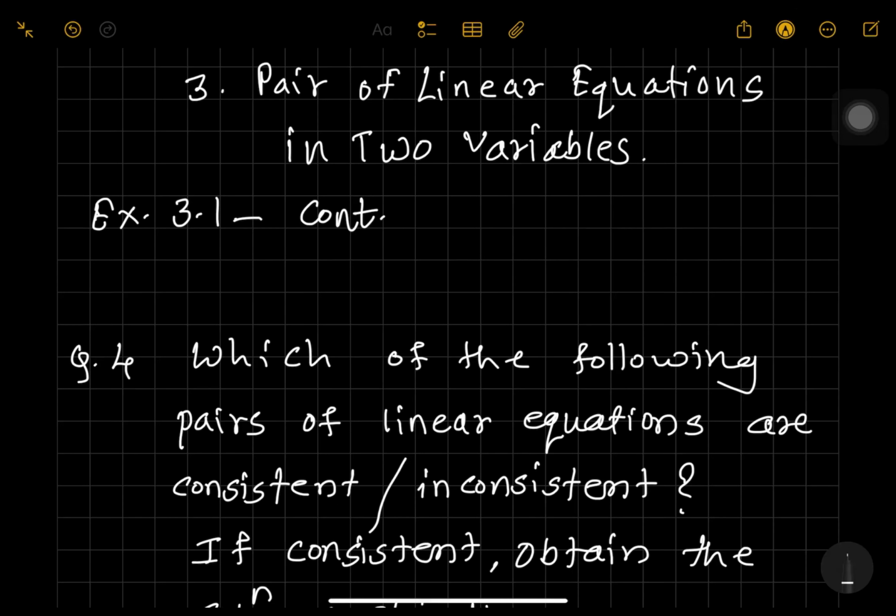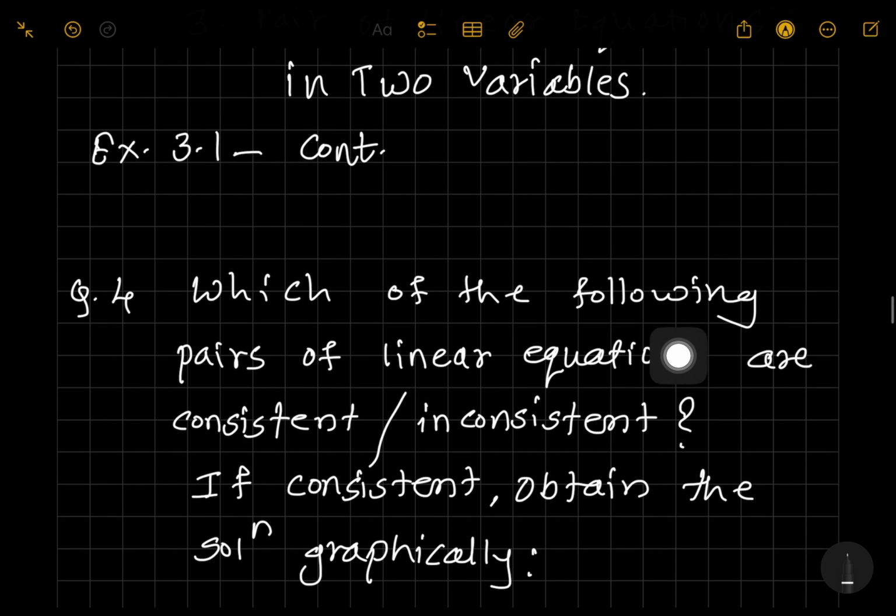Hello friends, today we will see exercise 3.1 question number 4, in the lesson pair of linear equations in two variables. We already studied questions number 1, 2, 3. You should watch that video and then come to this video.